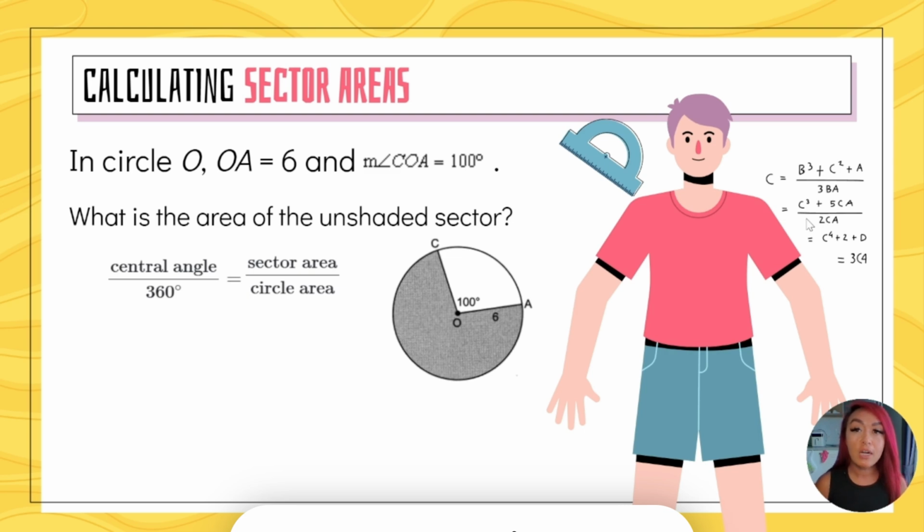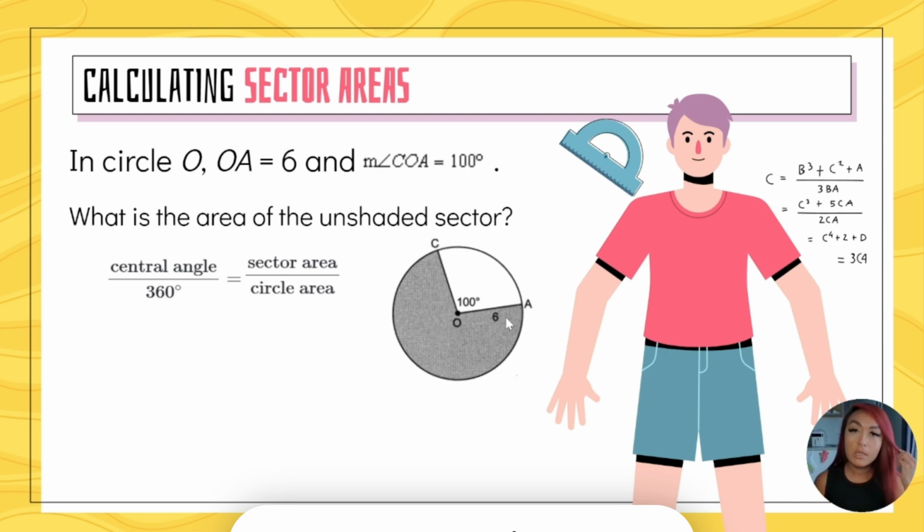So let's take a look at an example. In circle O, OA is equal to 6, and the measure of angle COA equals 100 degrees. What is the area of the unshaded sector? So this is the same circle that we just looked at in Level 1 where we found the arc length. Now we're going to find the area of the sector created by the central angle. So that's that sector here in white, the part that's unshaded.